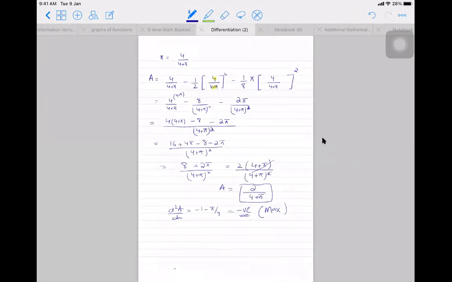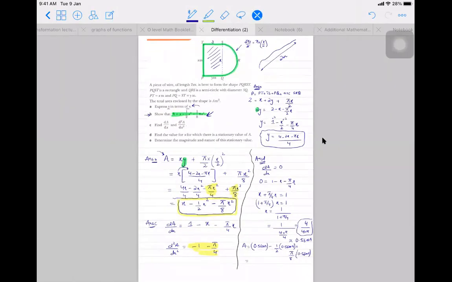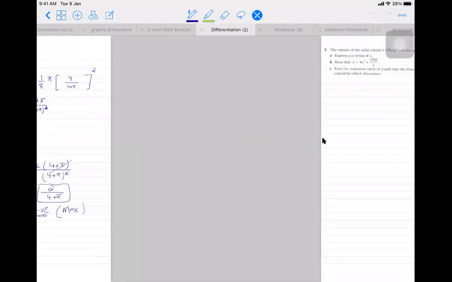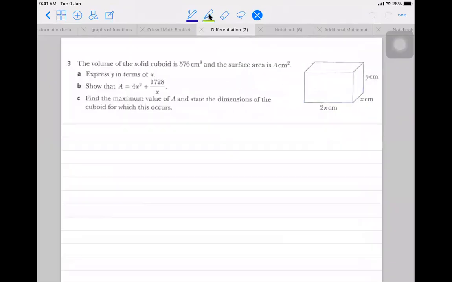Okay. Anything you would like to copy down from the previous slide? If anything isn't clear, please let me know. Yes, sir. All right. So please try this one on your own.